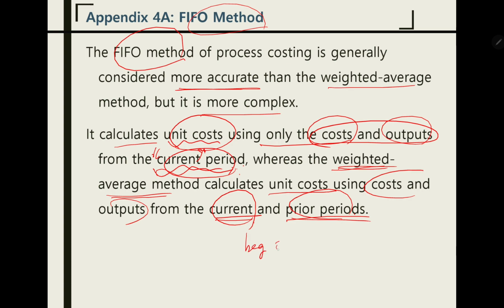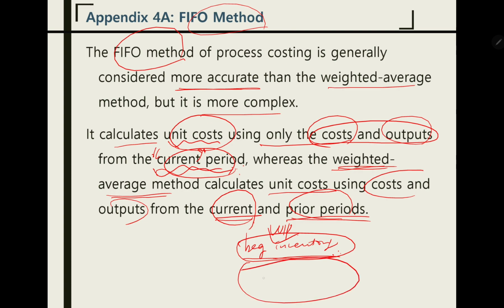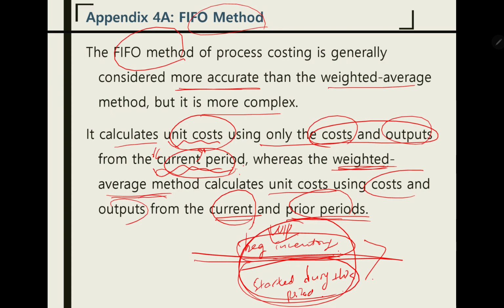we do not distinguish the beginning work in process inventory's cost when we calculate the unit cost, right? We blend the beginning inventory and the cost that is started during this period. So the FIFO method distinguishes between these two, but the weighted average method blends all these things together.